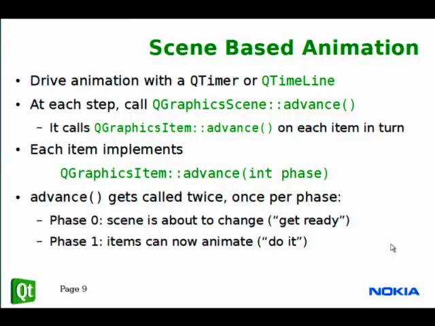So with scene-based animation, we want to drive the entire scene, perhaps because we're manipulating multiple items at the same time. At each step, we call QGraphicsScene advance, and then it calls advance on each item in turn. The items have a different signature for advance that takes an integer as parameter, which could be 1 or 0. When 0 comes in, that's your signal to say, prepare to animate. So you could perform advanced calculations. And then phase 1 is do it.